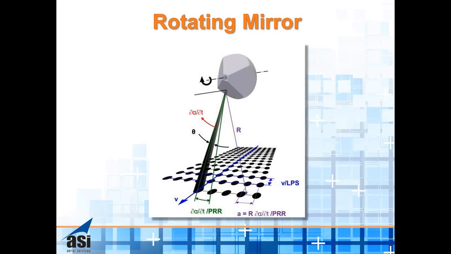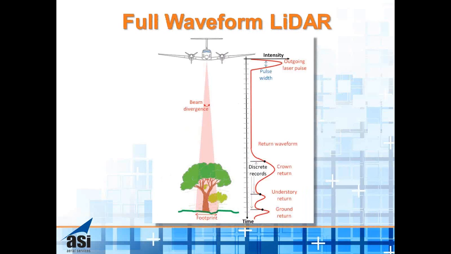We use a rotating polygon mirror, and our rotating polygon mirror is going to output data in just a straightforward pattern. It's going to do a 60-degree field of view, providing 300,000 points on the ground per second. We use what I described as a full waveform LiDAR. When I first started in LiDAR, they were using 20 kilohertz sensors. Now we're using a 300 kilohertz sensor.